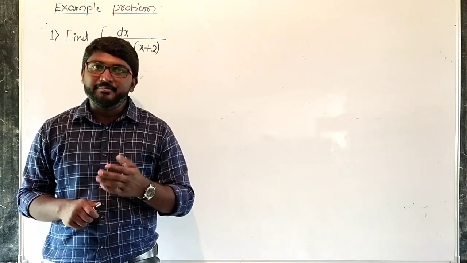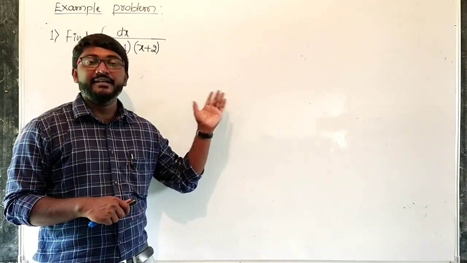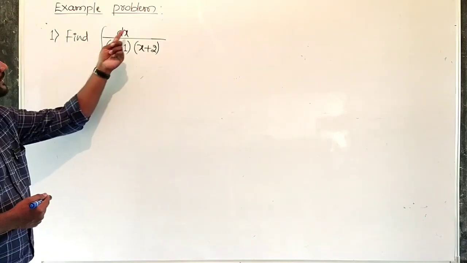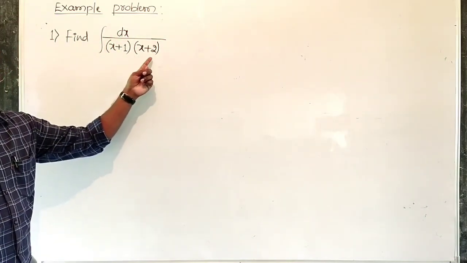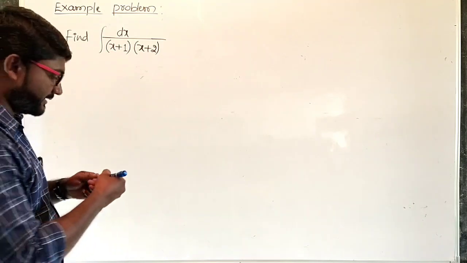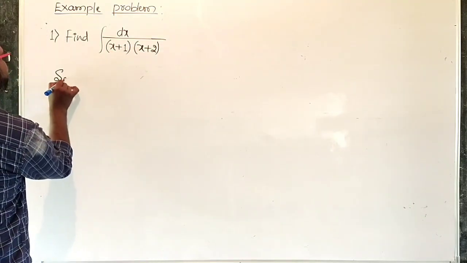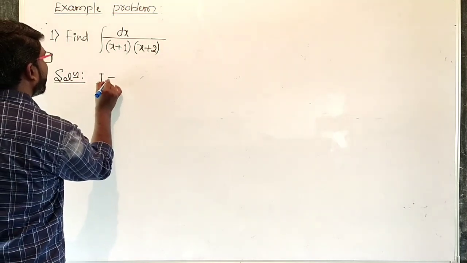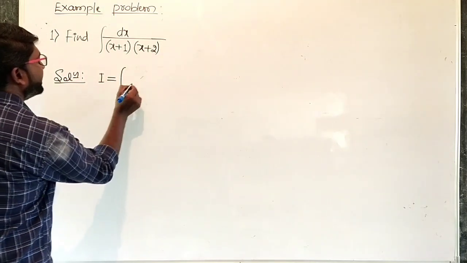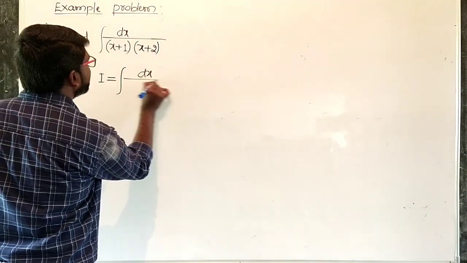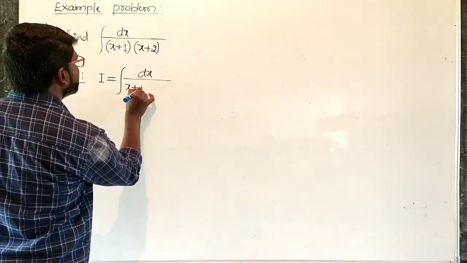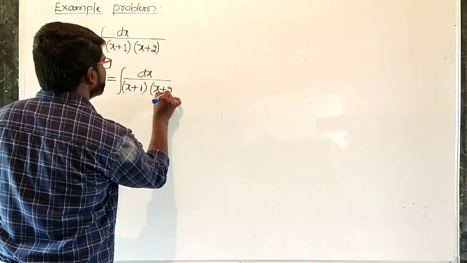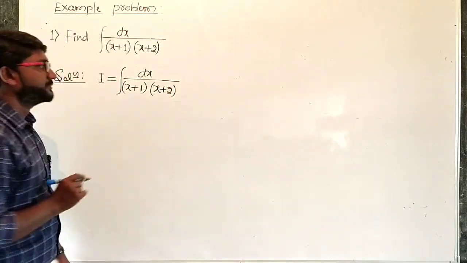Well, let us solve an important example problem on integrals by partial fractions. Here it's given: find the integral dx by (x plus 1) into (x plus 2). So I take this as I, which is equal to the integral dx upon (x plus 1) into (x plus 2).